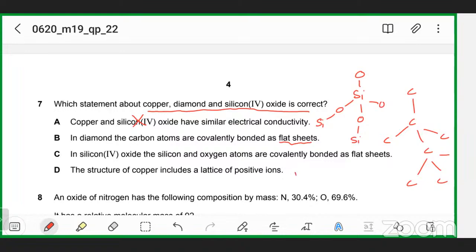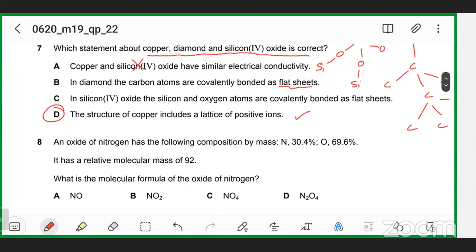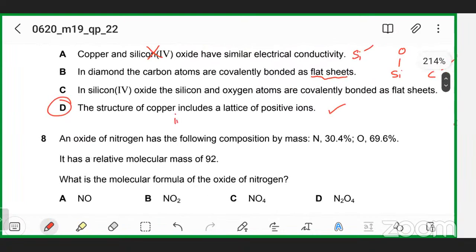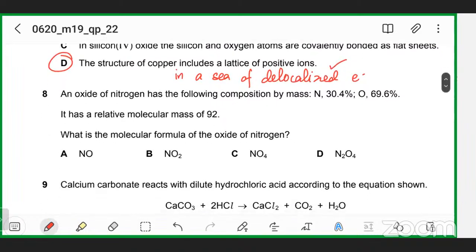ये metallic bonding, ठीक है? Copper has metallic bonds. Is that clear? It's a lattice of positive ions in a sea of delocalized electrons. Is that clear? Yes. अच्छा, अगला part है composition, empirical formula.